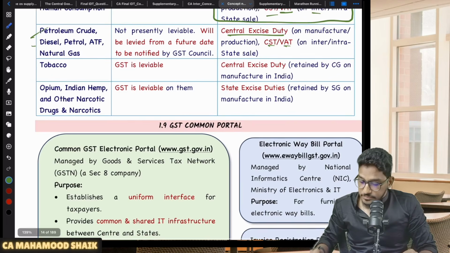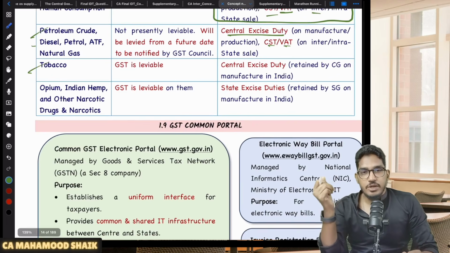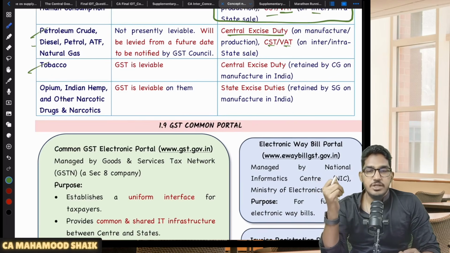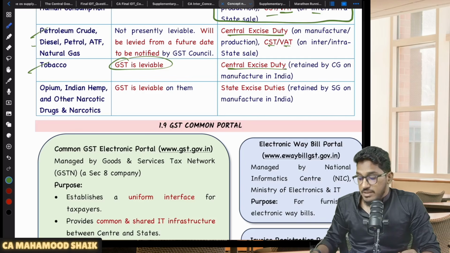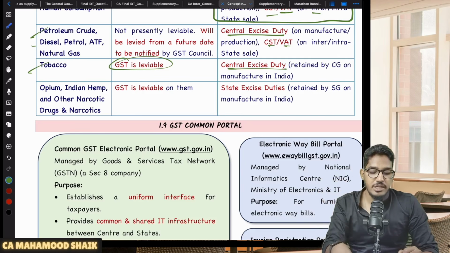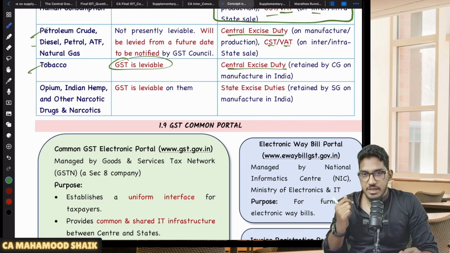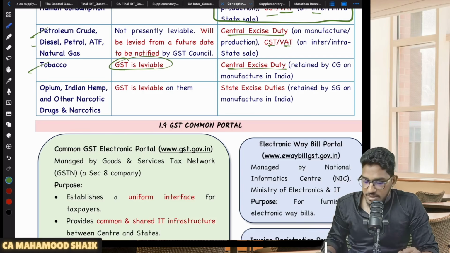Next one, tobacco. Tobacco products are subjected to double taxation. What is double taxation? Whenever tobacco is getting sold, GST will be imposed. Not just GST, even central excise duty whenever it is getting manufactured. Double taxation. Sir, why double taxation? Because it is a sin product, it is a harmful product. The government wants to discourage it. That's why they will impose both GST and also central excise duty.